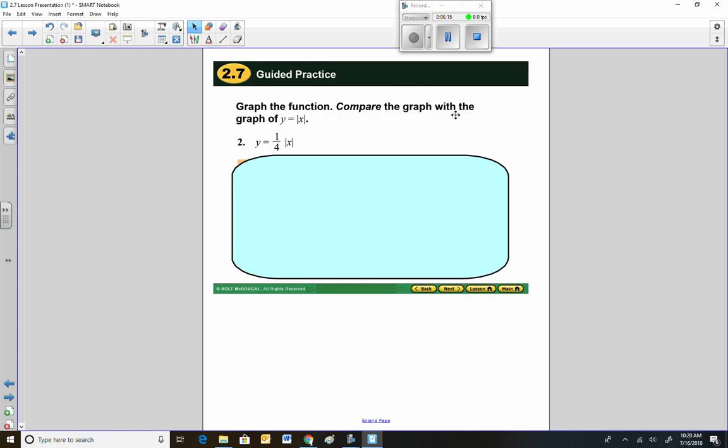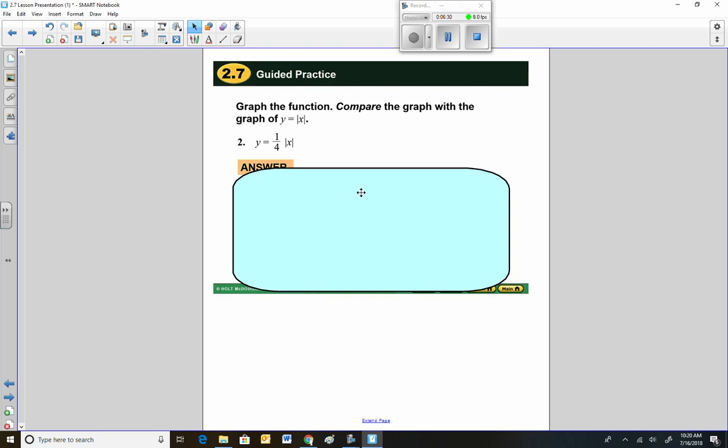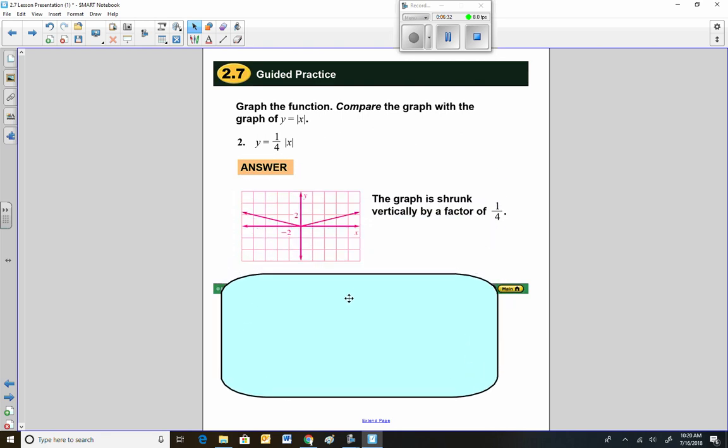Graph the function, compare the graph with the graph of y equals absolute value of x, the parent graph. Notice it has a 1/4. Okay, pause your video, give it a try. Welcome back. What did the 1/4 do? The 1/4 will cause this graph to shrink because it's less than 1, which means it will become wide. Woo, look at how wide it gets.